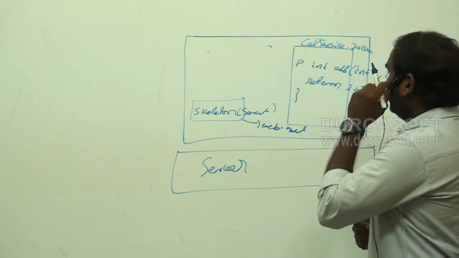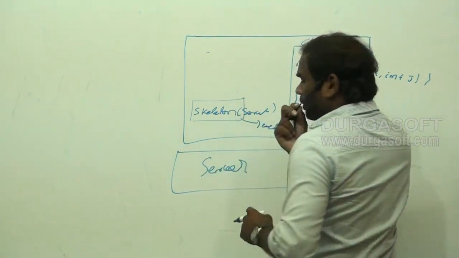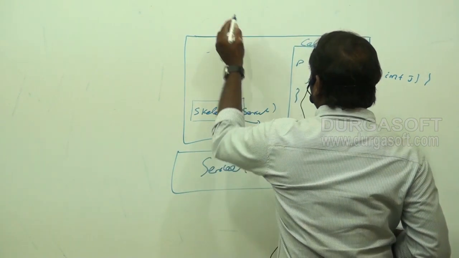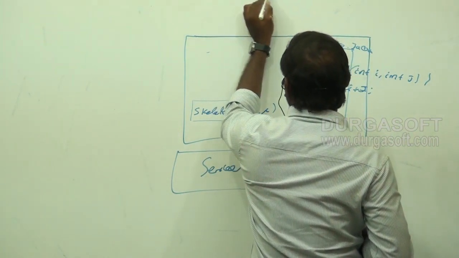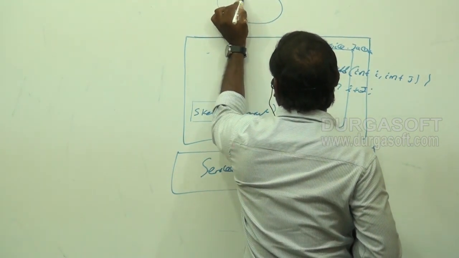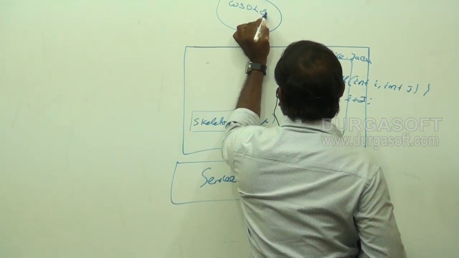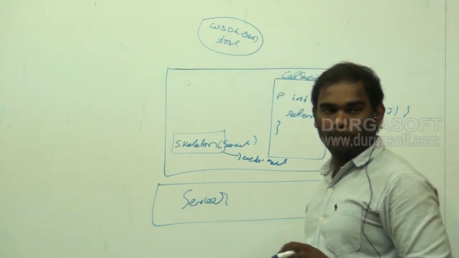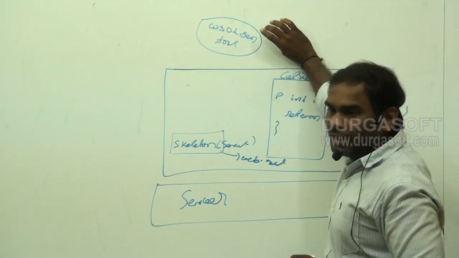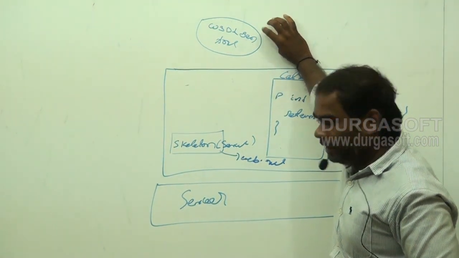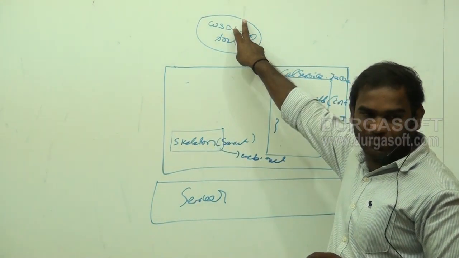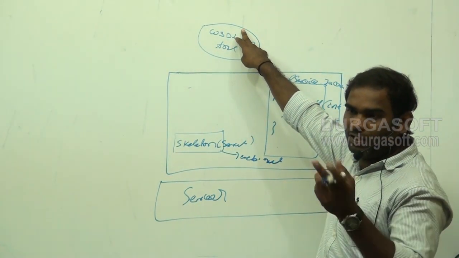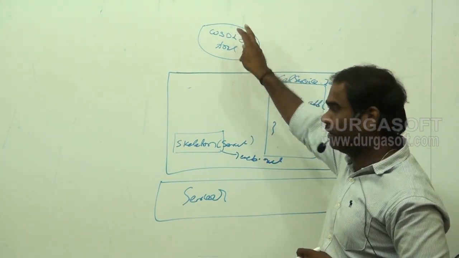Fine. So what is the service provider's next job? The service provider will use one tool called the WSDL generation tool. I told you the WSDL generation tool is again a predefined class. Who will provide these classes? I will discuss that later.